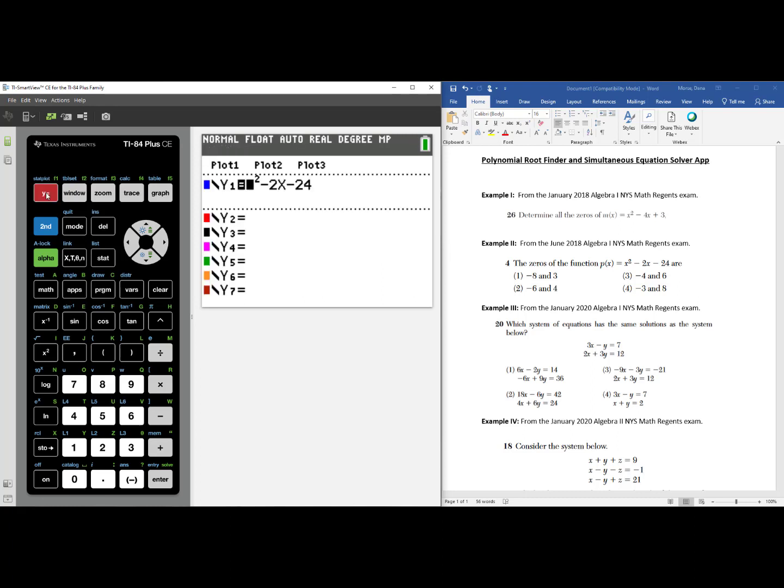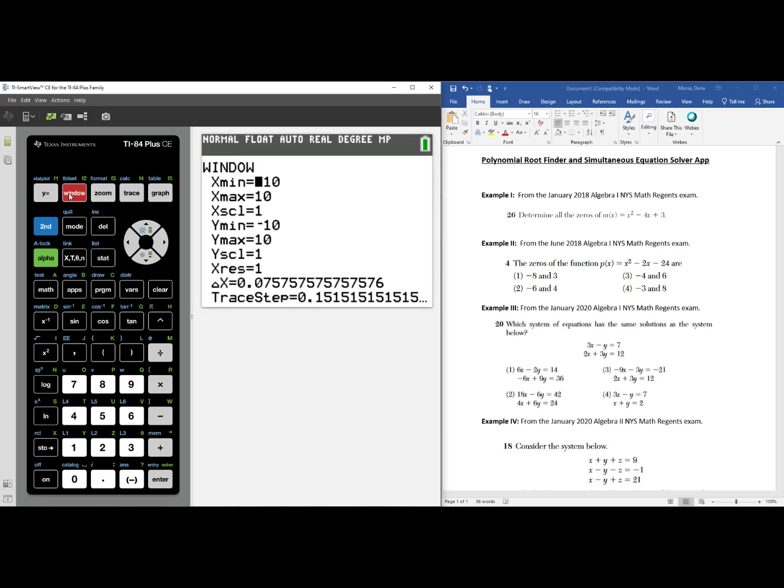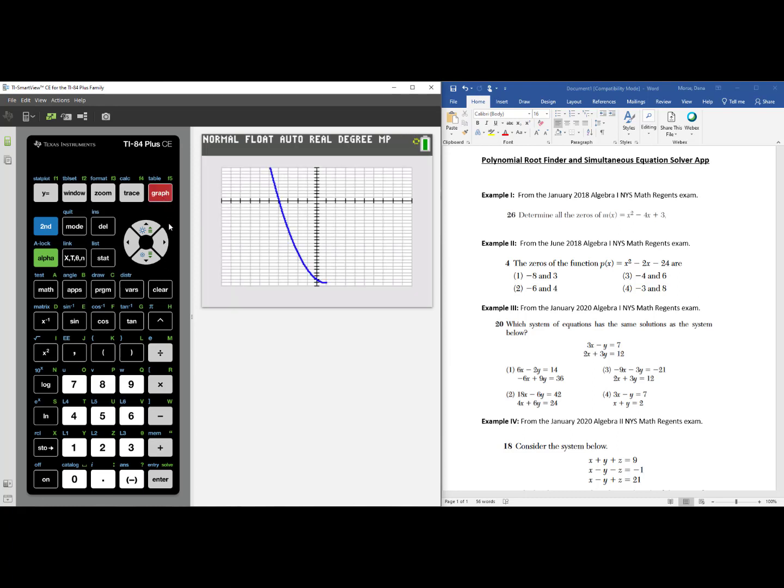Now when I go to y equals, I see my equation typed in. If I change my window so that my y minimum is at least negative 26, and now graph it, I can see that at negative 4, there is an x-intercept, and at positive 6, there is an x-intercept to connect those zeros with the equation. Let's quit out of our graph.